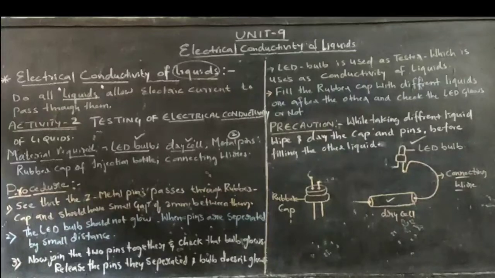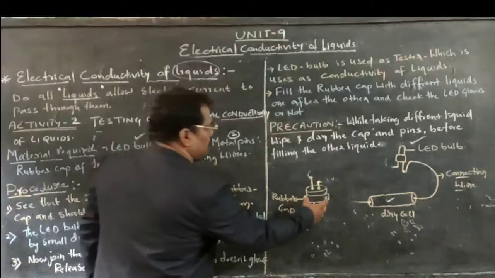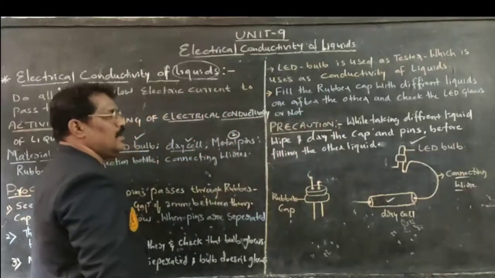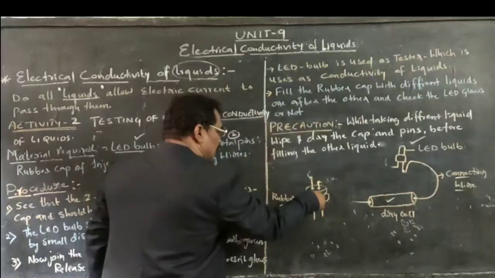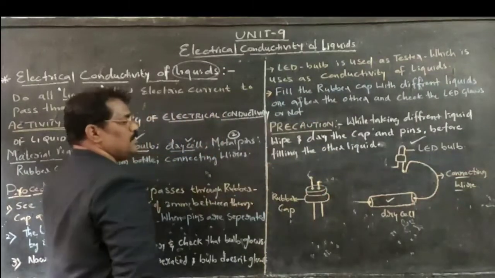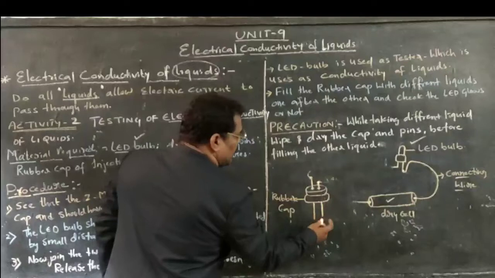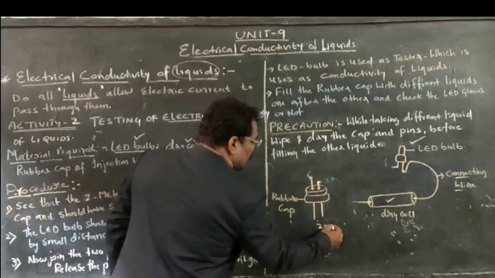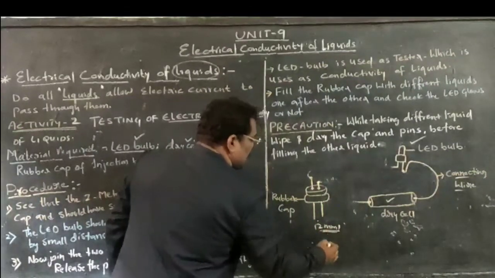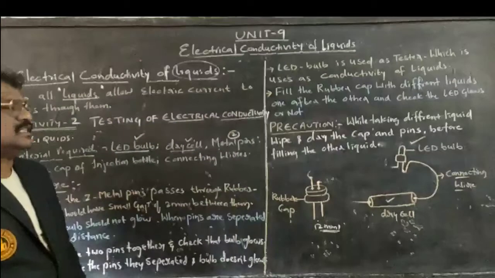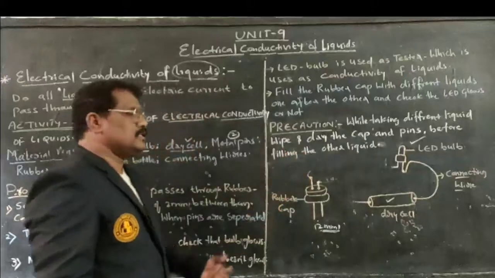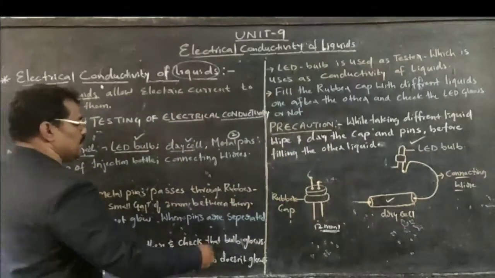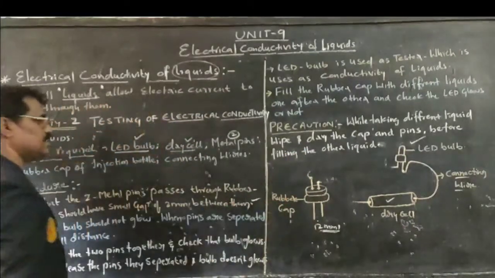The next point is the procedure. The first step: take a rubber cap of an injection bottle and two pins, and pass the pins through the rubber cap such that they are separated by a distance of 2 millimeters. The separation between these two pins must be 2 millimeters. We have to complete that point first.